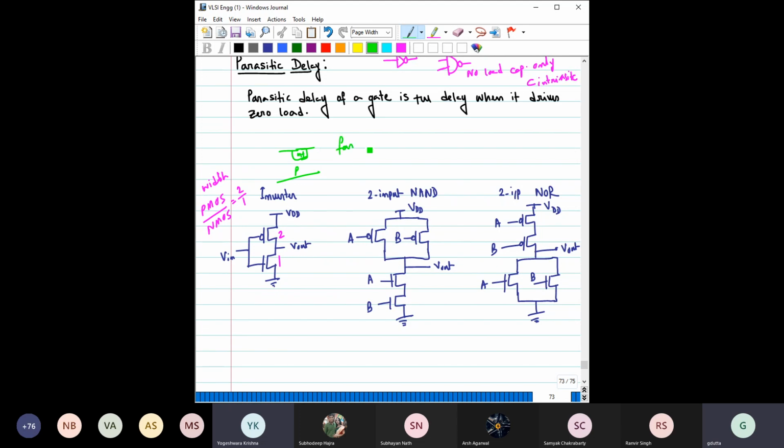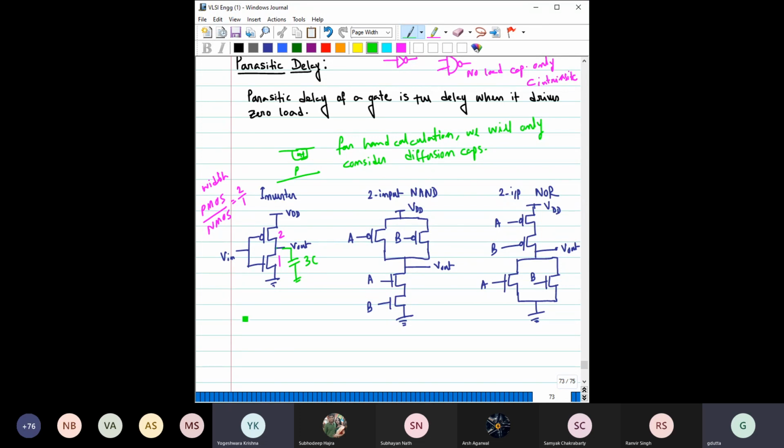So here we'll write, for hand calculation, we will only consider diffusion caps, right? Okay, so no other caps. So here we know 2 unit capacitance is connected with the output node. Here 1 unit capacitance is connected with this output node. So total capacitance here is 3C, right?